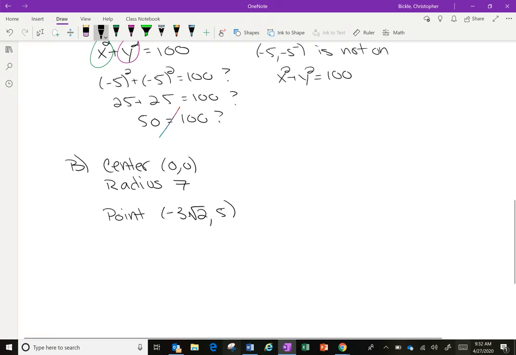So again, let's go through and write the equation. x squared plus y squared, because we're centered at the origin, equals r squared. So if r is 7, then we're equal to 49. I want to know, is the x value -3√2 and the y value 5 going to end up working out to that? So let's go ahead and do (-3√2) squared plus 5 squared. Is that equal to 49?